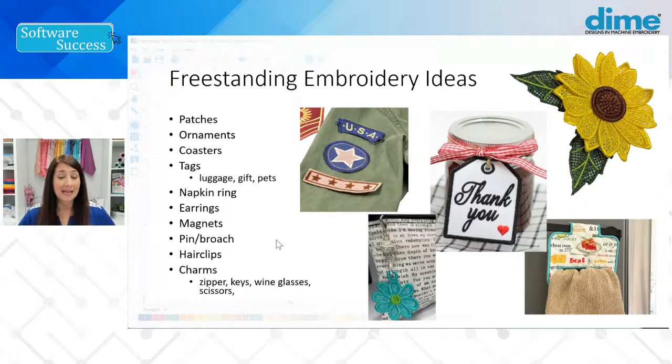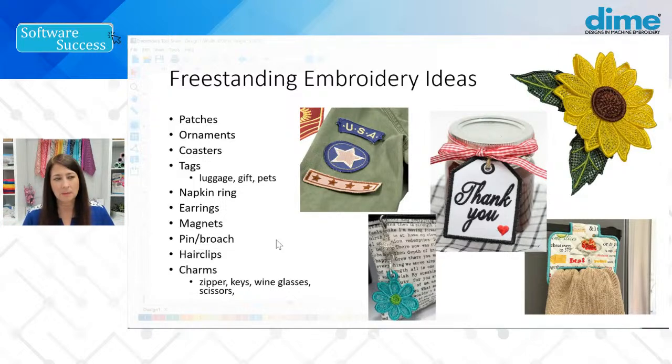Earrings, magnets. You could just glue magnets onto the back of a freestanding embroidery for a nice little gift, or maybe even something that is specific to maybe a trip or a gathering. A pin or a brooch is another great way to use a freestanding embroidery, especially something like that lace flower. That would be a beautiful brooch. Hair clips, just attaching it onto hair clips.